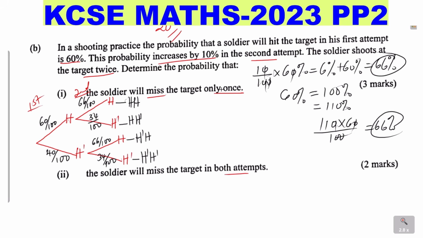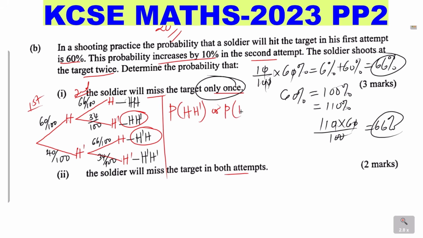So missing the target only once will be obtained from missing only once. It is either this or this, missing only once. That is why he misses once and hits once. So therefore, this will be the probability of hitting then missing, or the probability of missing then hitting.